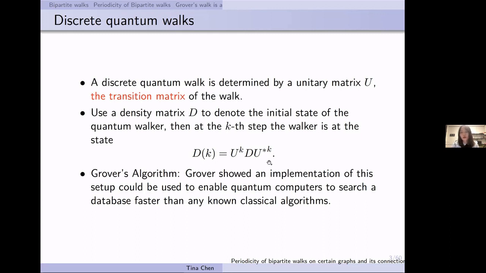The study of discrete quantum walks is largely motivated by the search problem. And among those, one of the most famous algorithms is Grover's algorithm. Grover showed that an implementation of this setup can be used to enable quantum computers to search a database faster than any known classical algorithm. And one of our subjects today, the Grover's walk, can be used to implement this Grover's algorithm. If you define this Grover's walk over a complete graph with self loops, then it can be used to implement Grover's algorithm.